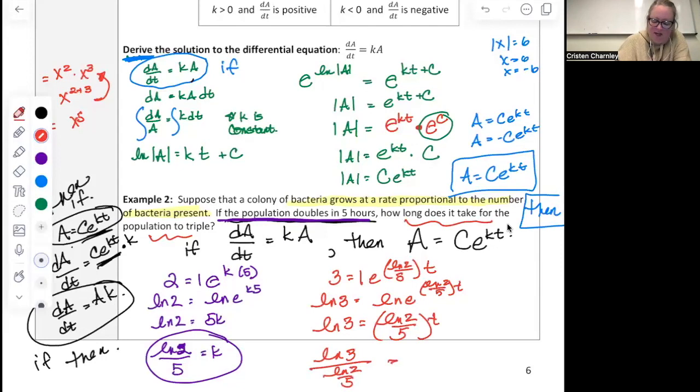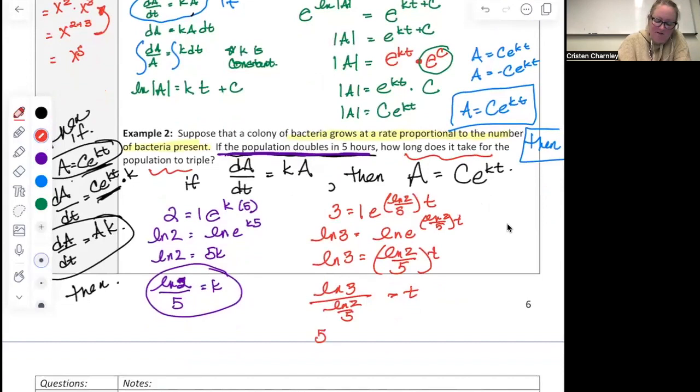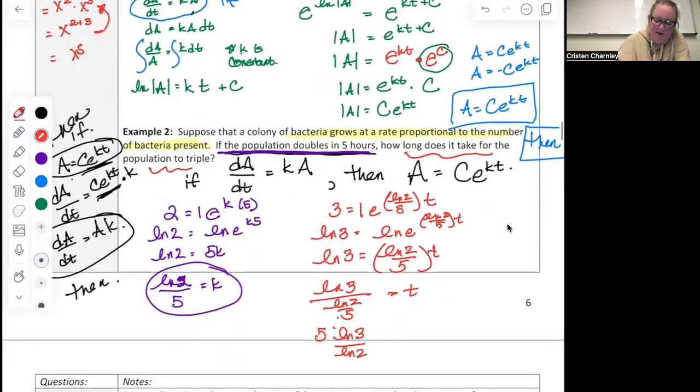This is equal to T. So when I divide by a fraction, it's the same thing as multiplying by the reciprocal. So I've got 5 ln of 3 over ln of 2. So that 5 flips up to the top. This is your time. And again, you could turn that into a decimal to figure out what that actual time is.